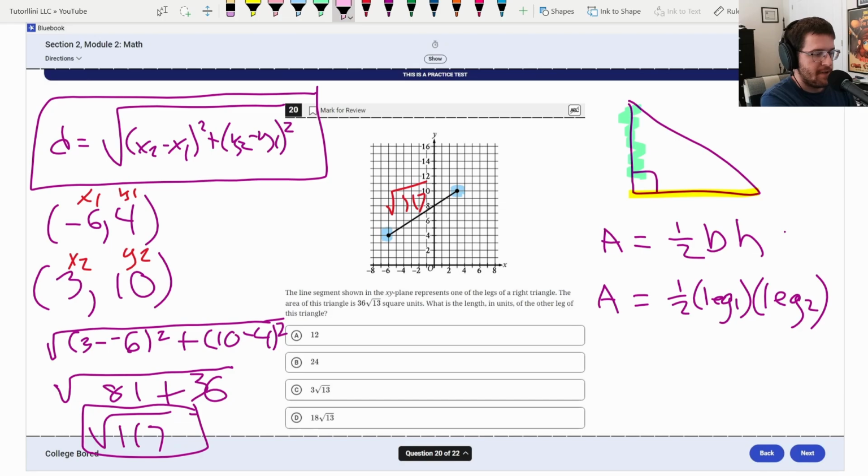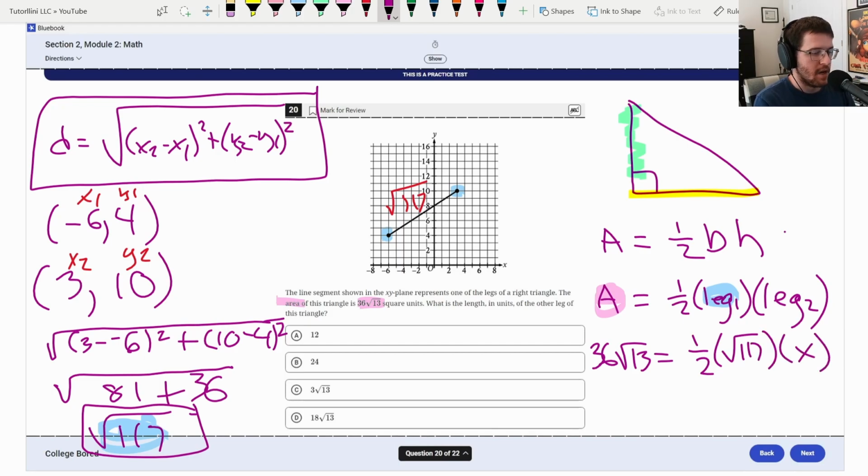So the area, 36 root 13, that's going to go here. And then the length of one of the legs, that's going to go here. And then the length of leg 2, we can just call like x or something. So 36 root 13 equals 1/2 square root of 117 times x. All right, so how about I divide both sides by 1/2, and I get, what, 72 root 13 equals root 117x.